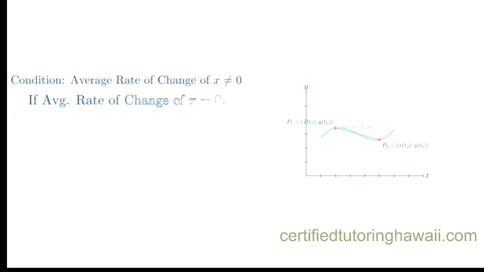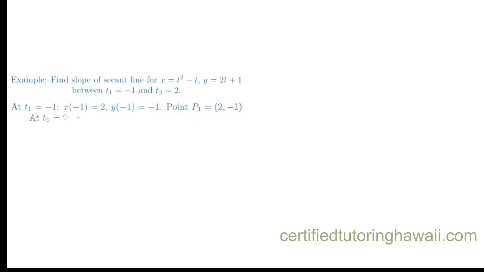It's crucial to note that this formula works as long as the average rate of change of x is not 0. If it were 0, it would mean there was no horizontal displacement, resulting in a vertical line whose slope is undefined. Let's work through an example of finding the slope of the secant line for our previous parametric curve. We have x equals t squared minus t and y equals 2t plus 1. Let's find the slope of the secant line between t1 equals minus 1 and t2 equals 2. First, let's find the coordinates of the 2 points at these times. At t equals negative 1, x is 2 and y is negative 1. At t equals 2, x is 2 and y is 5.